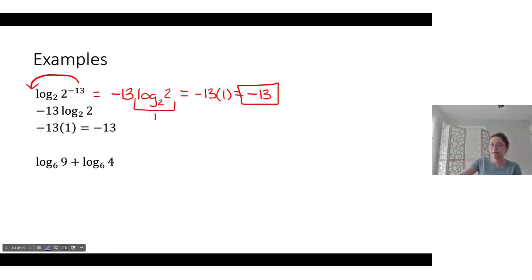So before I can evaluate, I'm going to try simplifying by bringing these two together using the product property. Remember, addition on the outside is equal to multiplication inside our logarithm. So we can do log base 6 of 9 times 4. 9 times 4 is 36.